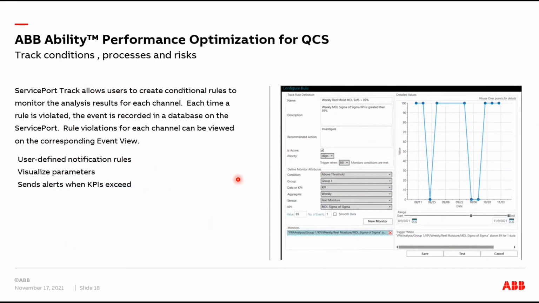Another powerful benefit of the ServicePort is the Track. The ServicePort Track rule allows users to create conditional rules to monitor the analysis result for each channel. Each time a rule is violated, the event is recorded in a database on the ServicePort. This rule violation for each channel can be viewed on the corresponding event views. With this, we can define user defined notification rules and visualization parameters. We can send alerts through mail or SMS when the KPIs or any data exceed the configured limits.